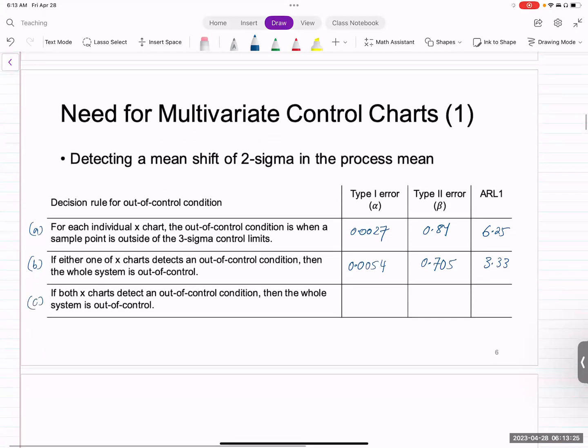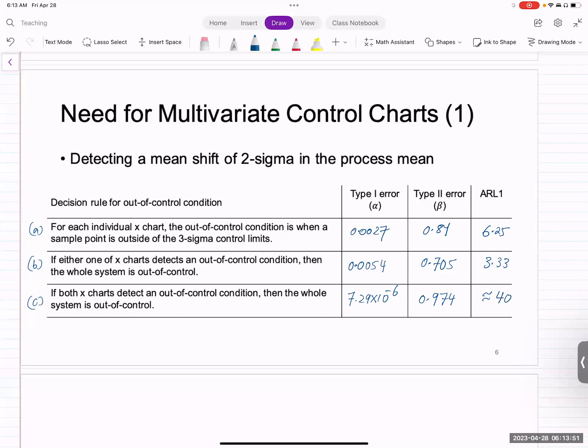Now let's look at the last one, which is if both X charts detect an out of control condition, then the whole system is out of control. In this case, your type 1 error is 7.29 times 10 raised to the power negative 6, 0.974 is your type 2 error, and your ARL1 is roughly 40.